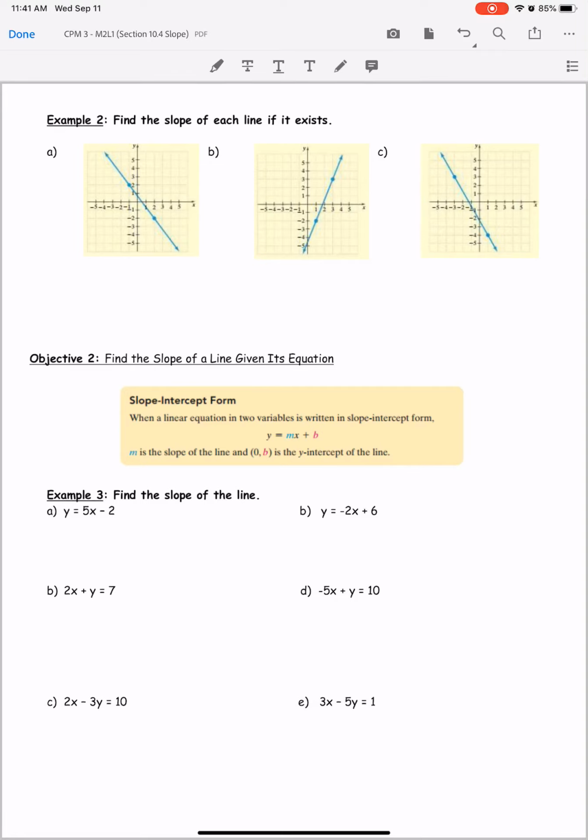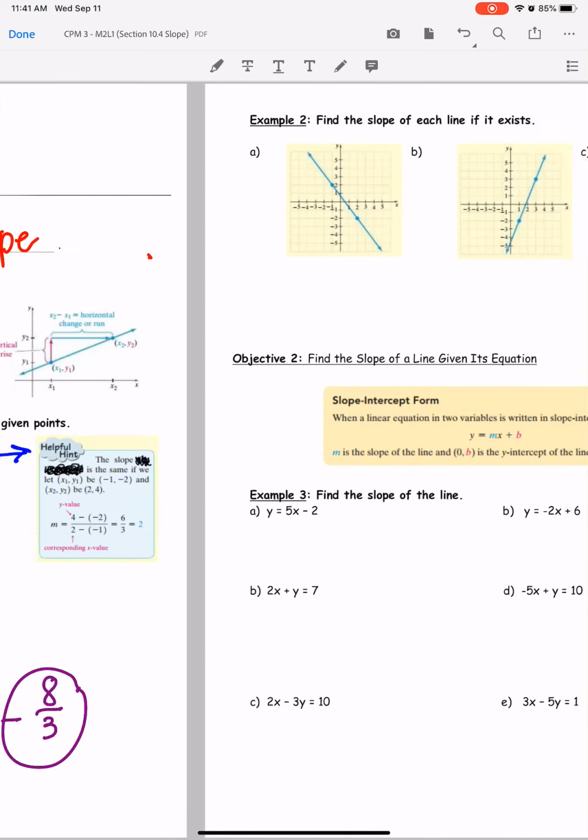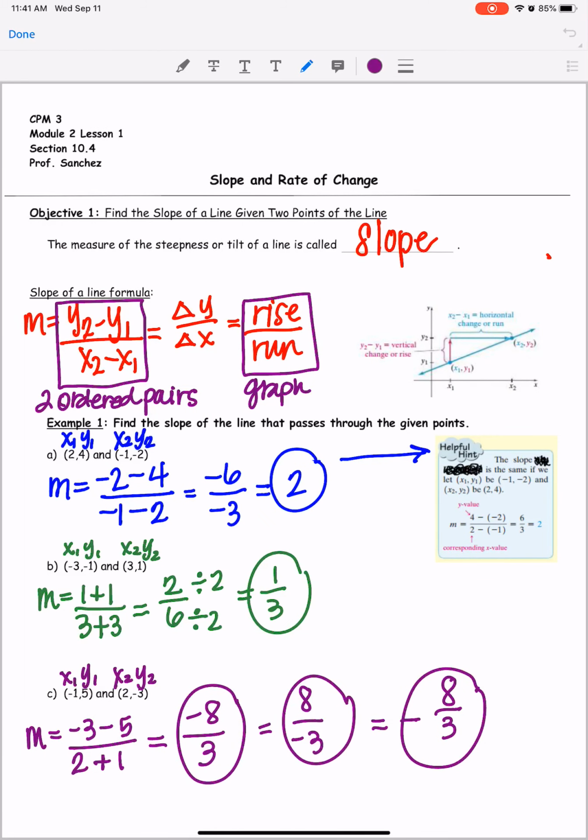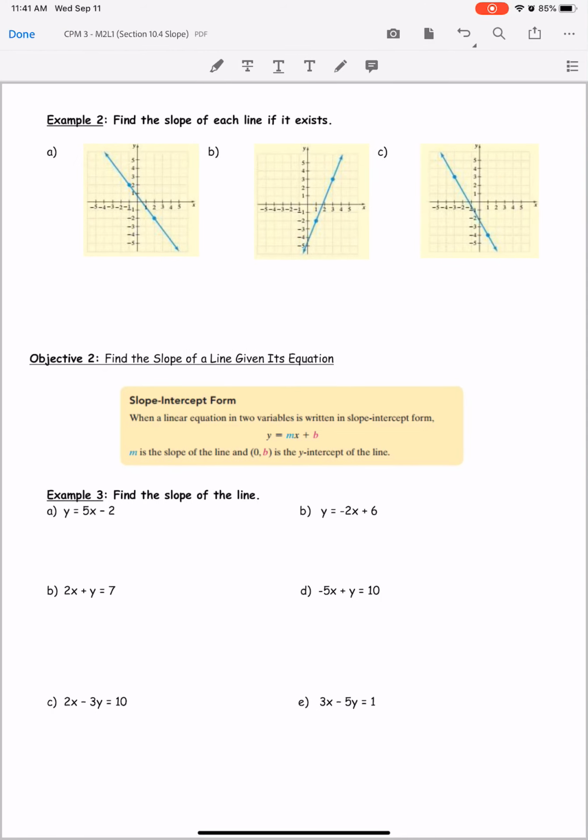Now we need to find the slope of each line. So now that A, B, and C here in example 2 are all graphs, now I'm going to use this formula here, my rise over my run. So from the lowest point, how many are we rising, how many are we running? So I am going to zoom in on these.